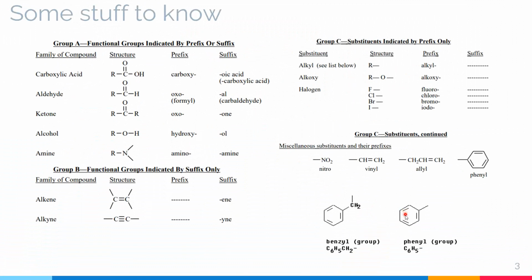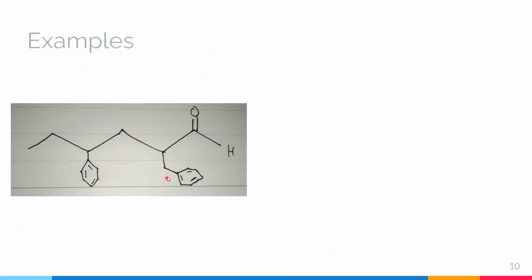Remember the difference between a phenyl and a benzyl group. The benzyl has an additional carbon, which is exactly what this is. So this is a benzyl and this is a phenyl. How do we write that? 2-benzyl, 4-phenyl, hexanol. Now, know that we mention the benzyl first because, of course, B comes before P. So it's a 2-benzyl, 4-phenyl, hexanol.